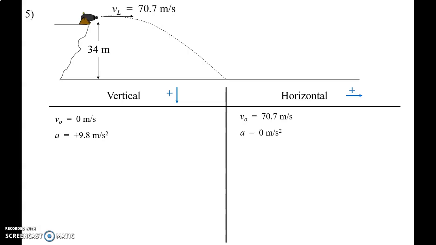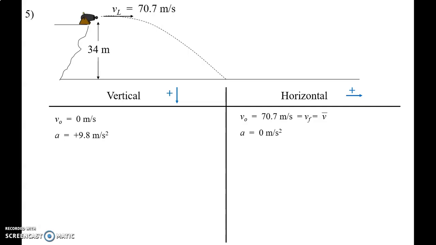Now, before we move on, let's remind ourselves what this means. If the horizontal acceleration is 0, that means the horizontal velocity never changes. And so if it's launched at 70.7 meters per second, at any other time later in the problem, the velocity will still be 70.7 meters per second in the horizontal direction. That also means if we were to take the average velocity, well, the average of 70.7 and 70.7 is 70.7, and so we can write this also equal to V bar. This is going to happen every single time for a projectile problem.